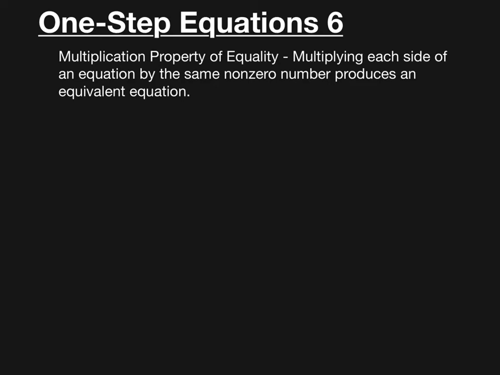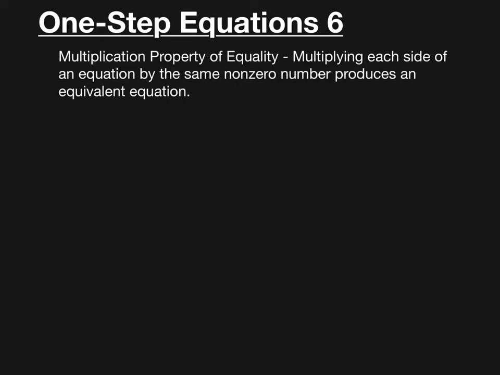Hey everybody. Today we're going to continue our talk about one-step equations, and we're going to take a look at a new property that's going to help us solve different types of equations than we've seen before. And that property is the multiplication property of equality. It tells us that multiplying each side of an expression by the same non-zero number produces an equivalent expression.